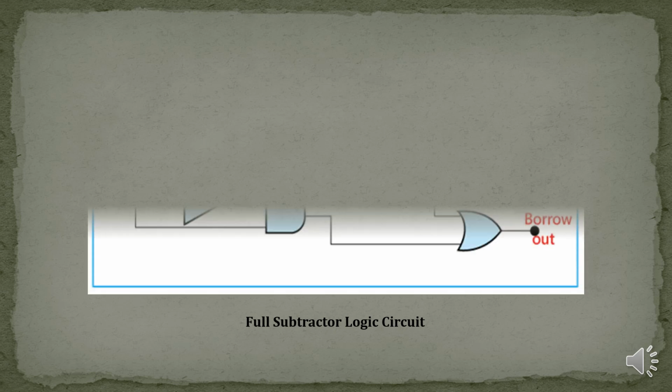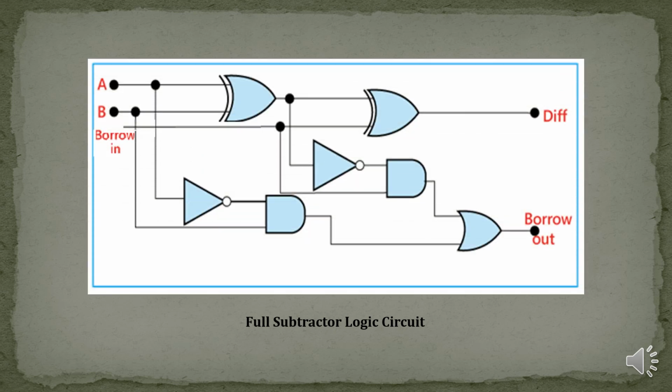Logic circuit for full subtractor. This is the logic circuit for the full subtractor. In this we are using two exclusive OR gates, two AND gates, two NOT gates and one OR gate. For the first exclusive OR gate we are giving the inputs A and B, and the output of the first exclusive OR gate is given as an input to the second exclusive OR gate, and to the second exclusive OR gate one more input is coming from the borrow input.